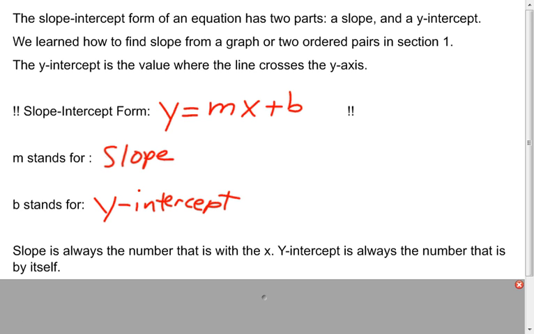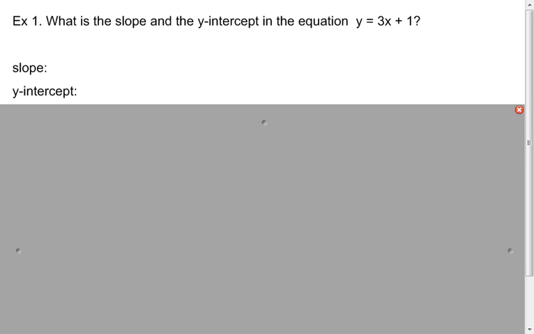In order to help remember that, slope is always the number that goes with the x. The y-intercept is always the number that is off by itself. So you can remember that as well. I put the slope-intercept form in exclamation points so you remember to write it down, make sure it's super important.